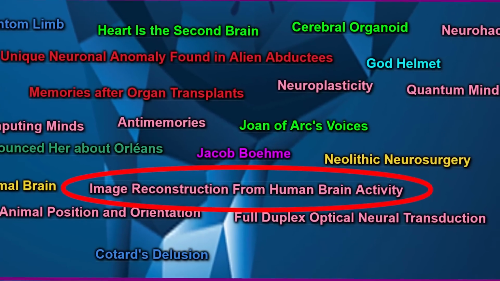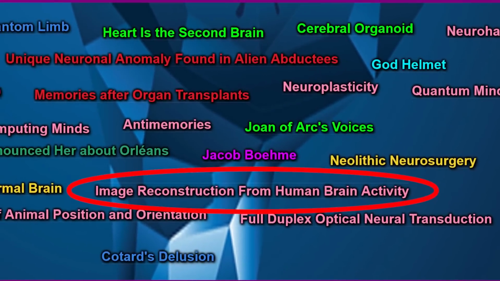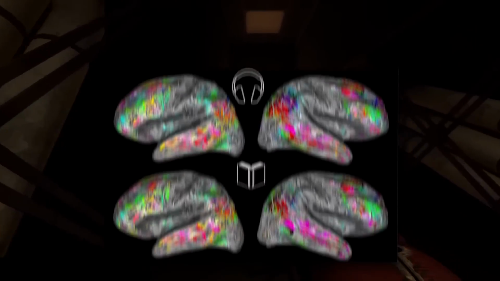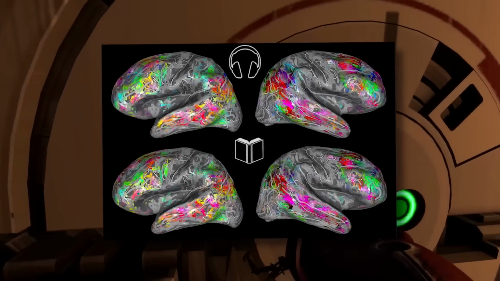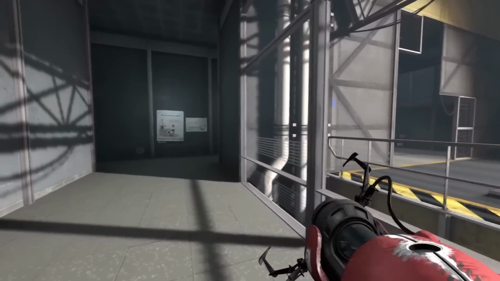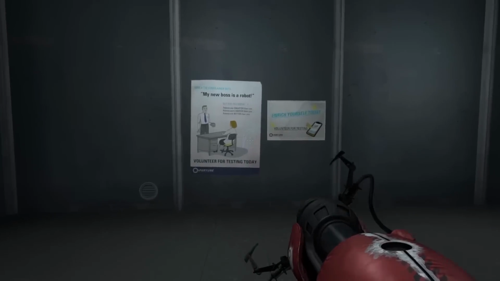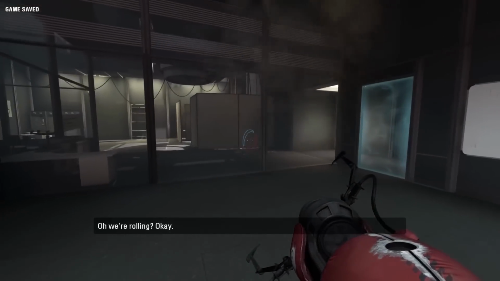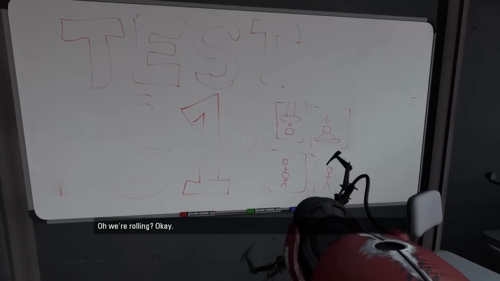Next up, we got image reconstruction from human brain activity. This sounds like some shit out of Black Mirror, but it's happening in real life. This is the science of using brain scans to read your thoughts and reconstruct the images that your brain is processing. Yeah, it's like turning your imagination or whatever you're looking at into something you can see on a screen. Creepy? Definitely. Fascinating? 100%.